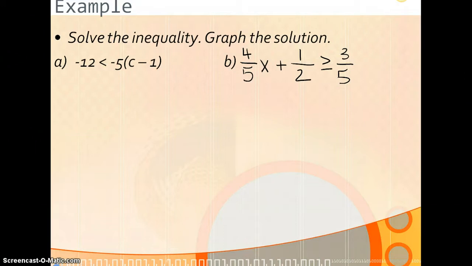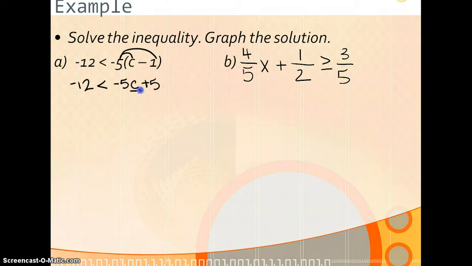So the first thing that you want to deal with on this one is to remove the parentheses. Your best bet for that is to go ahead and distribute it into the parentheses themselves. So you get negative 12 is less than negative 5 times C is negative 5C, and negative 5 times negative 1 is plus 5. And now we have negative 12 is less than negative 5C plus 5.